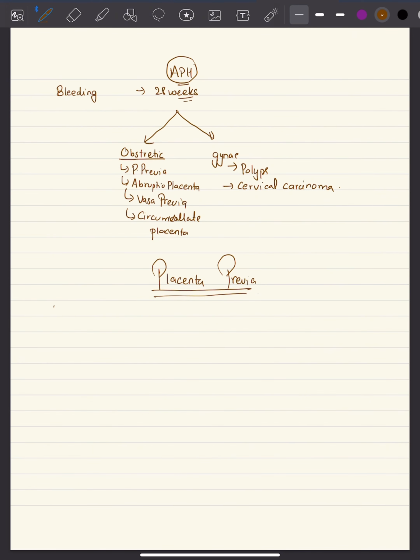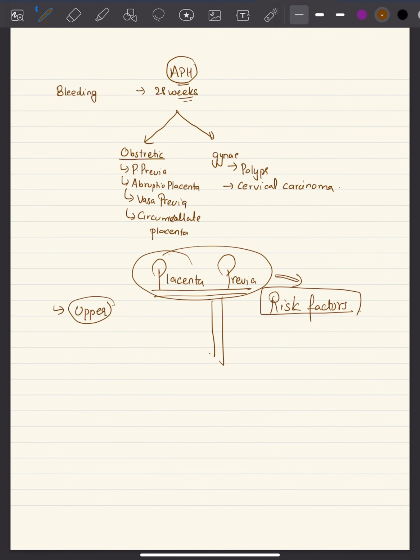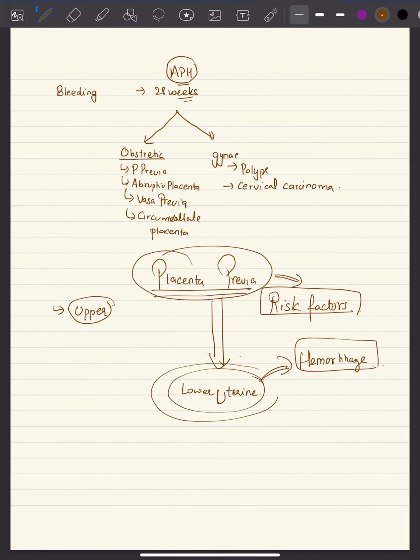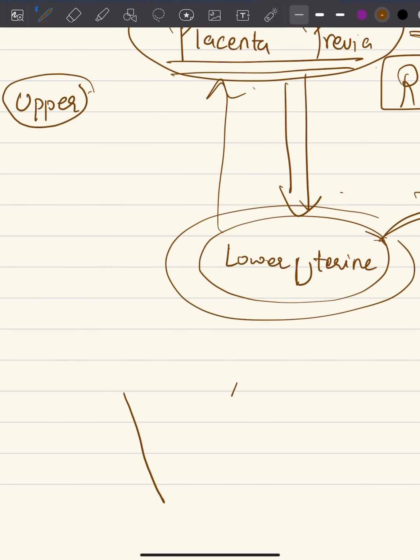Usually the placenta would be present in the upper segment of the uterus. However, in the case of placenta previa, due to certain risk factors, which we shall be discussing in a while, the placenta would be present in the lower uterine segment, as a result of which the woman would be more prone to hemorrhage. So, where could the placenta lie? In the lower uterine segment.